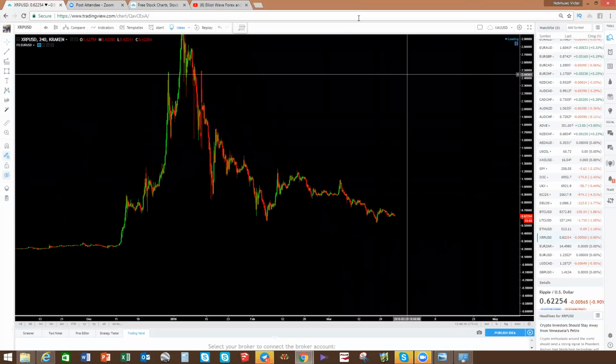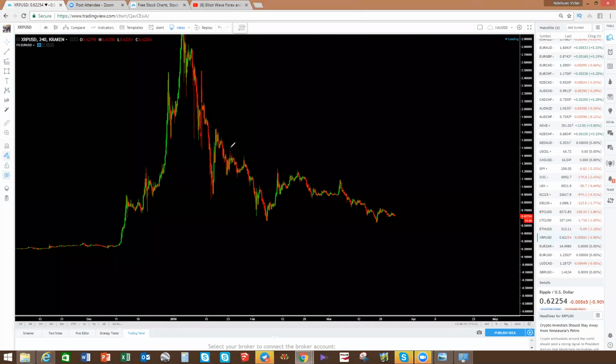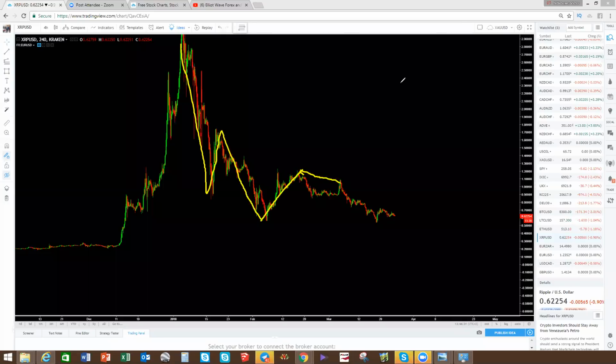Ripple, similar structure. 1, 2, 3. That's 1. That's 2. That's 3. And you get this correction here, and then you're getting this. Getting this one here. So you may get a 3-wave pullback here for this one to complete this WXY. Okay, so let's see how this plays out.